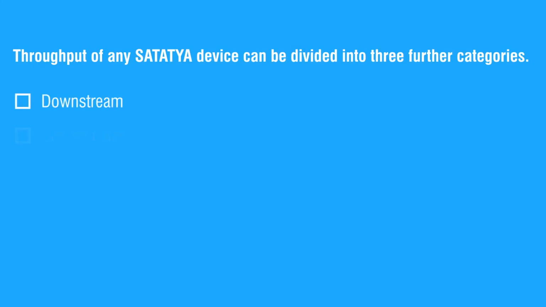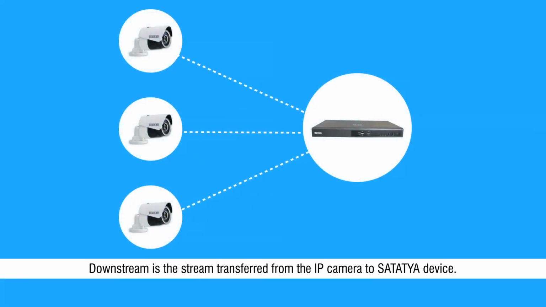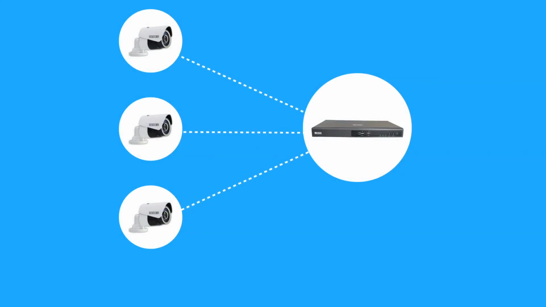Throughput of any Satatya device can be divided into three further categories. First, downstream, second, stream limit, and third, upstream. Let us understand about downstream. Downstream is the stream transferred from the IP camera to Satatya device.